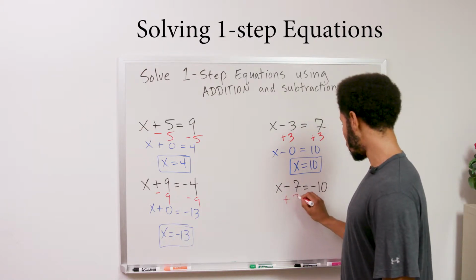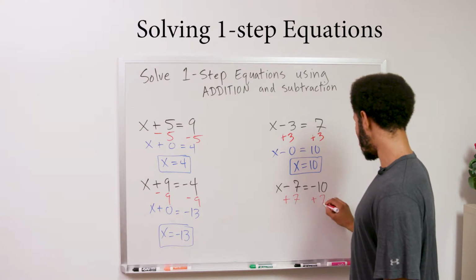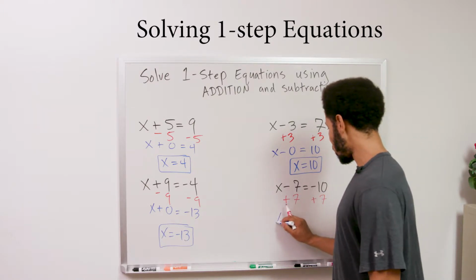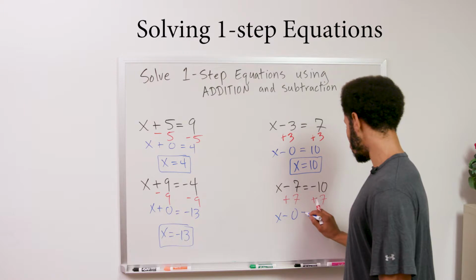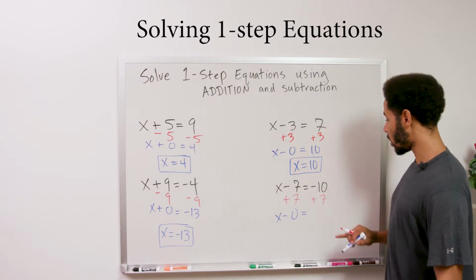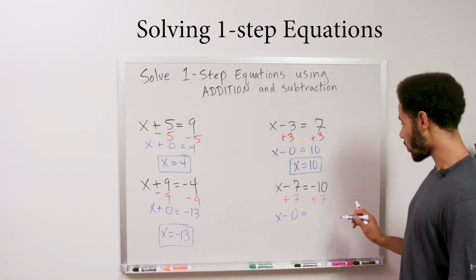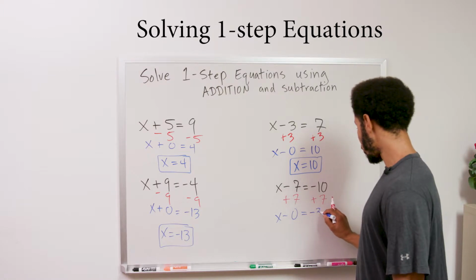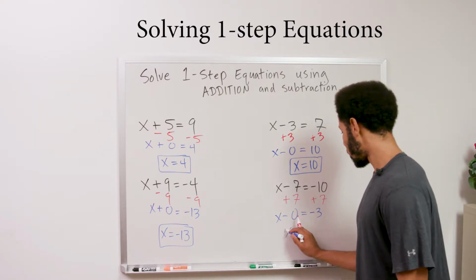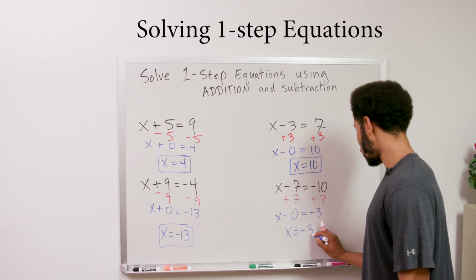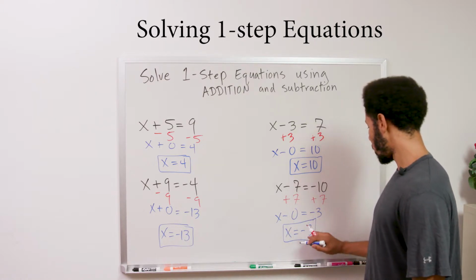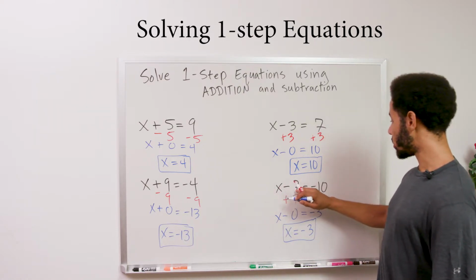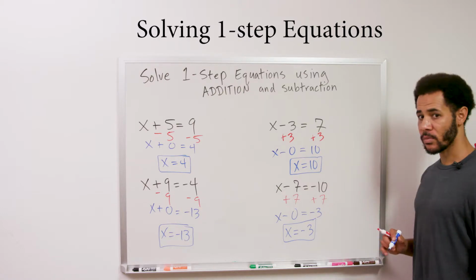Here we have x minus 7 equals negative 10. We add 7 here to make a 0, add 7 here to keep things equal. X minus 0 equals negative 10 plus 7. Negative 10 has the greatest absolute value. I'm going to have a negative 3. That's the difference. X equals negative 3. And negative 3 minus 7 equals negative 10.